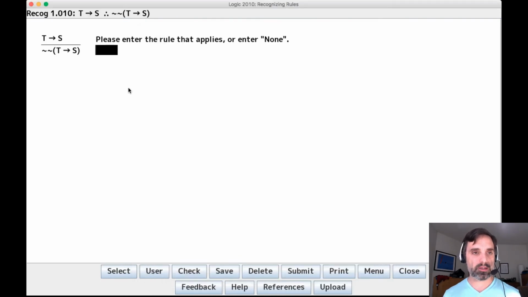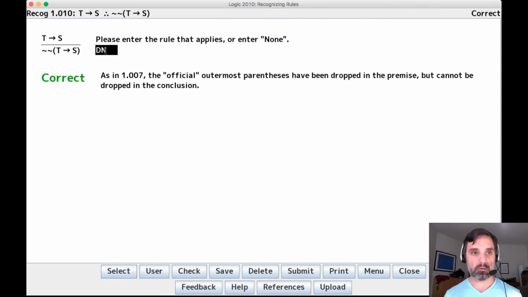How about this? If T then S, then not not if T then S. So this is double negation introduction. If you look at the conclusion, you will say, look, we've added a couple things. We added both the negations, but we also added those parentheses. But actually, the premise is informal notation for parenthesis T arrow S parenthesis. And so we've only added two negations.